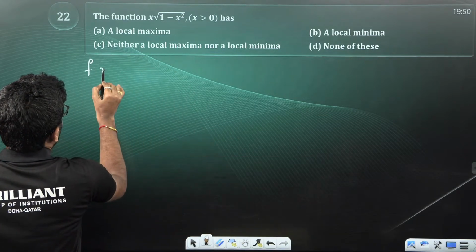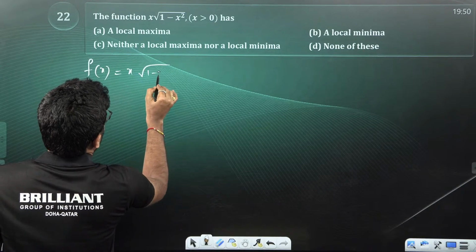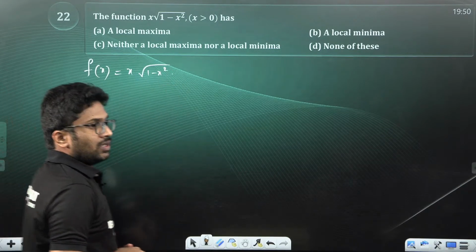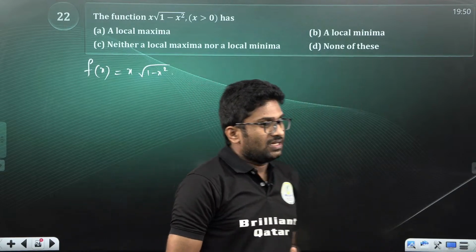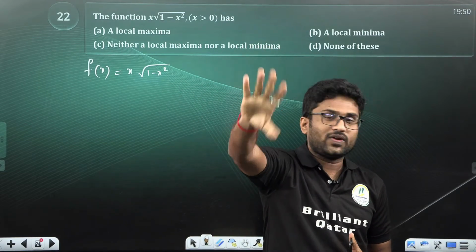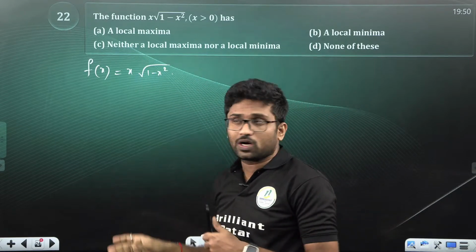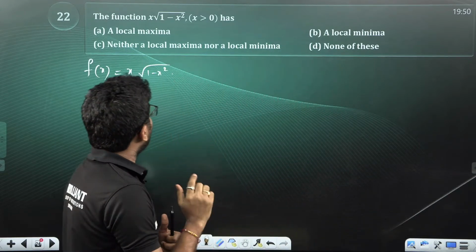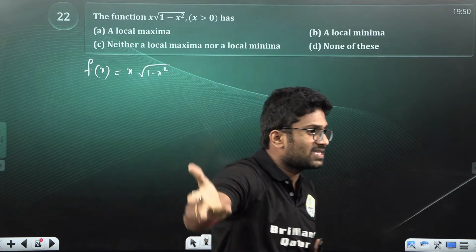Generally the majority of the students will take f of x is equal to x into under root 1 minus x square, x greater than 0. They are asking us to check whether it has local maxima or local minima or neither of those two. For that, what majority of the students do is directly find f dash x.